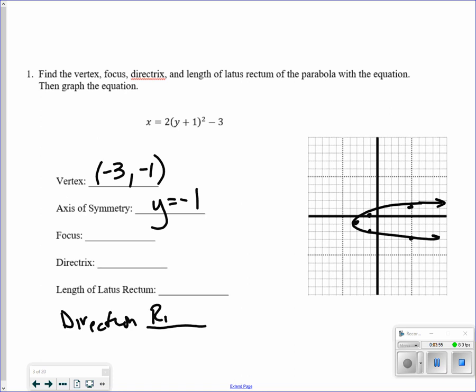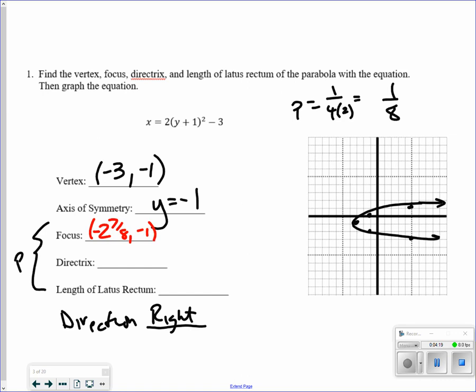Direction, we're talking to the right. So this is the one we got, and the rest of them require P. So I need to know what P is. P is equal to 1 over 4a, the absolute value of that, but it's not necessary in this case, so P is 1/8. The focus is a point, the directrix is a line. If I went 1/8 from the vertex, I would be at the point (-2 and 7/8, -1), because I went to the right an eighth. Then if I went to the left and drew a line an eighth away from the vertex, you'd be at x equals -3 and 1/8.